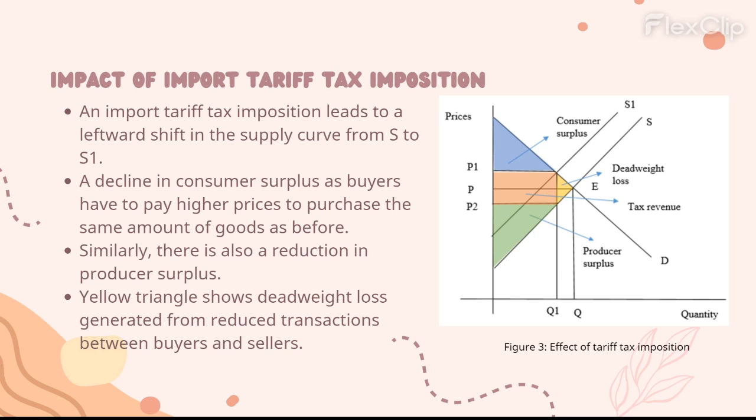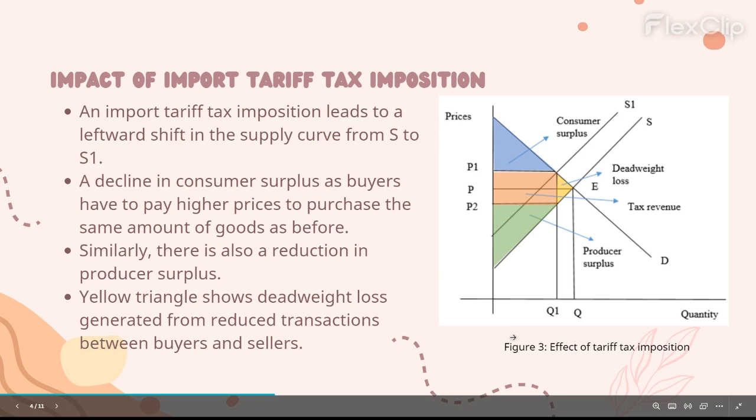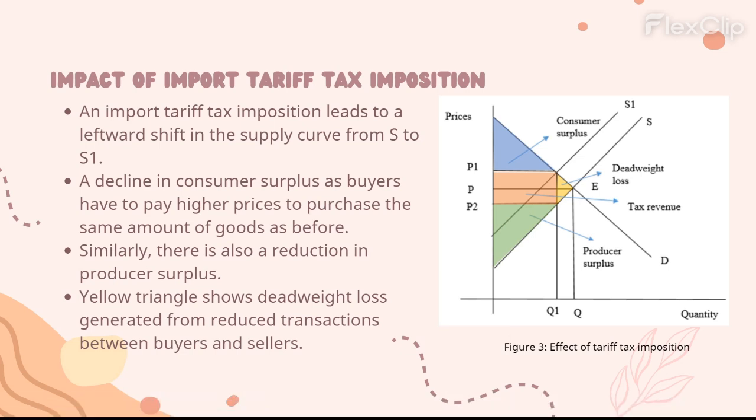This means that due to the tax imposition, the consumer surplus has declined as buyers have to pay a higher price to purchase the same amount of goods as before. In addition, there is also a decline in producer surplus as they will receive a lower price for the same amount of goods. The deadweight loss is caused by the decline in transactions between the buyers and the sellers.